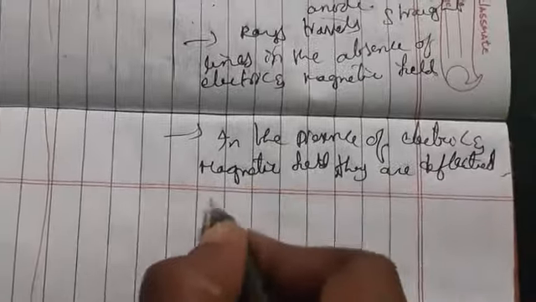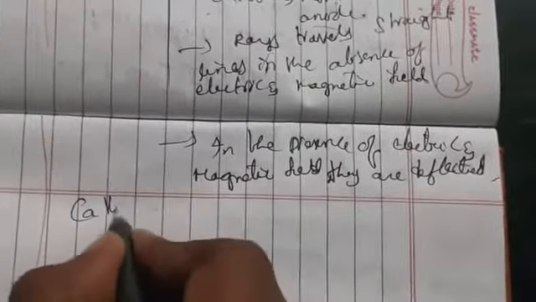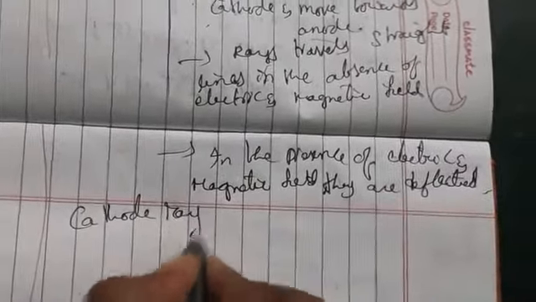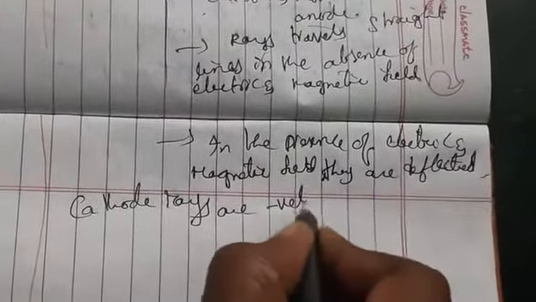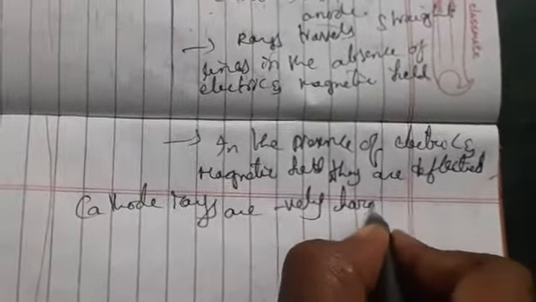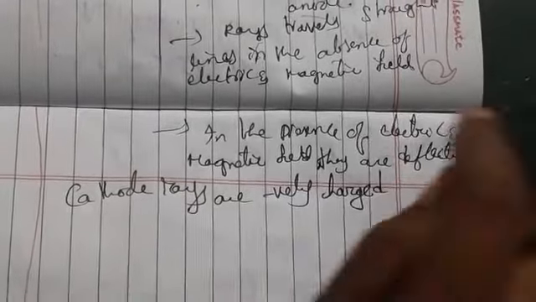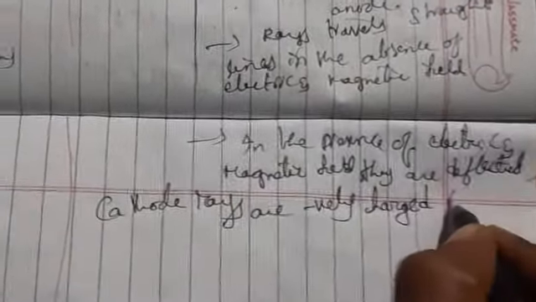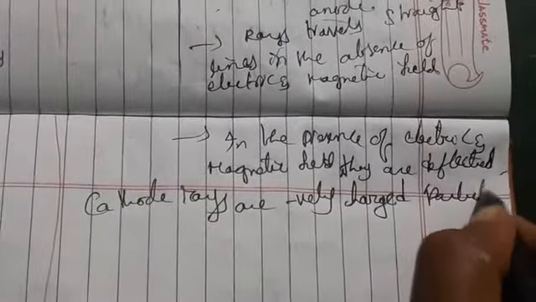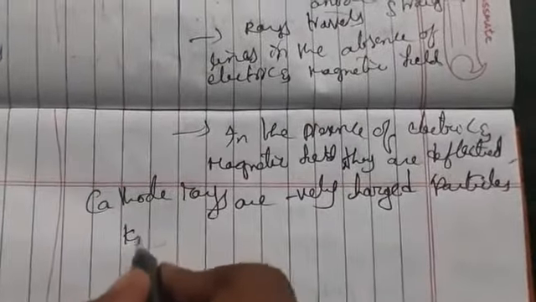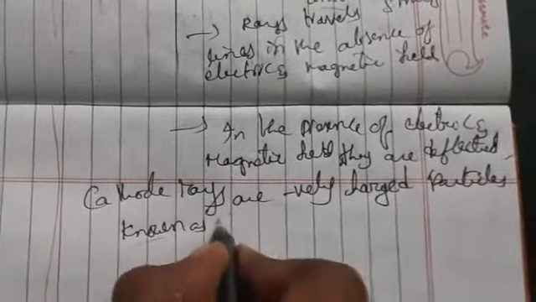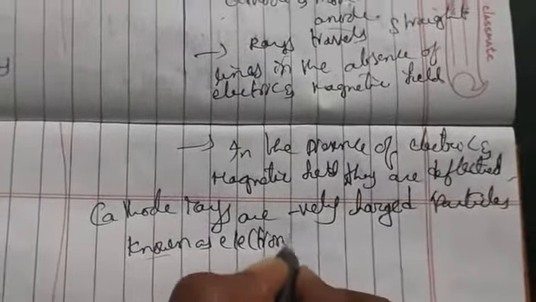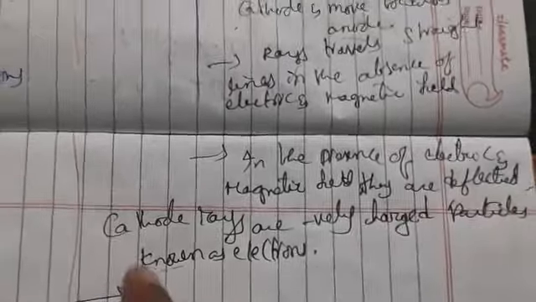The cathode rays are negatively charged particles. In the presence of electric and magnetic fields, we are able to know that they are negatively charged, and that we call electrons. So this is the third property.